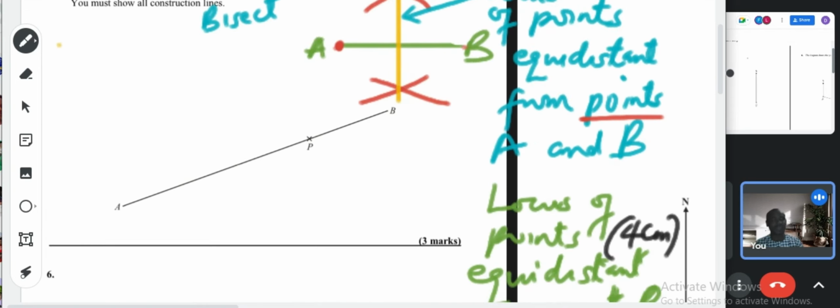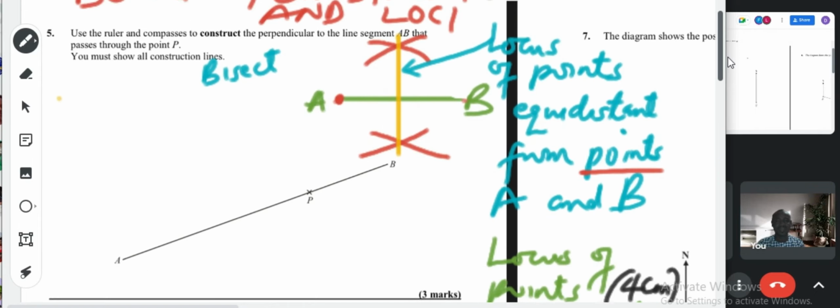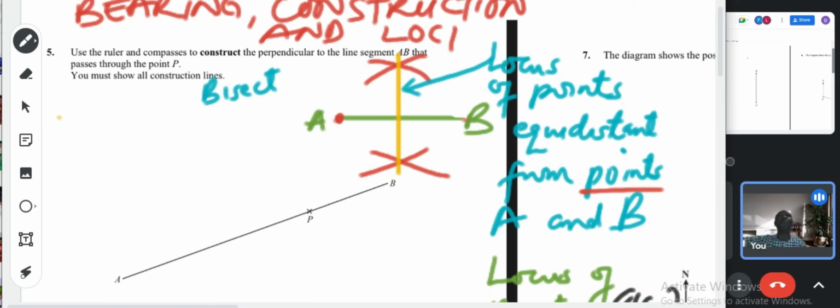So locus simply means positions determined by certain stated conditions. For instance, if I want you to locate any region that is not more than 5 centimeters from where you are sitting, how will you locate that? I'll get a compass, set it to 5 centimeters, and go around myself. You draw a circle of 5 centimeter radius around yourself.